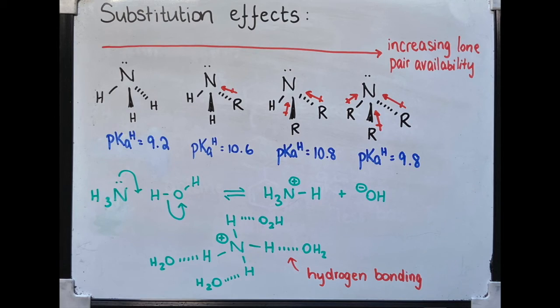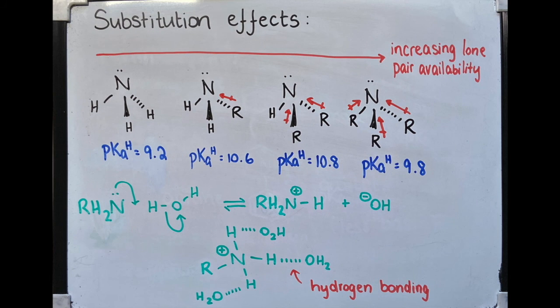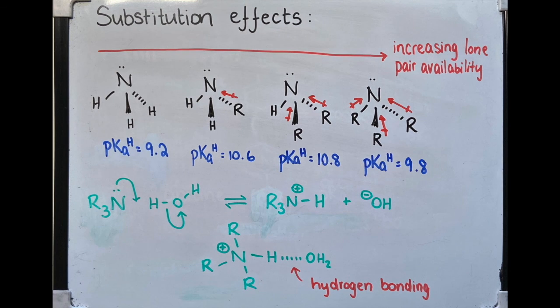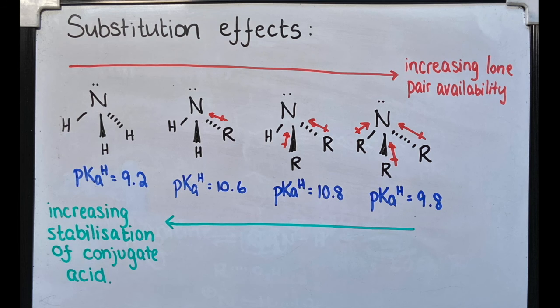For the conjugate acids with more hydrogen atoms attached, there is stabilization via hydrogen bonding with water molecules. As substitution with alkyl groups increases, there is less hydrogen bonding and therefore less overall stabilization. Therefore, basicity should increase as substitution decreases.